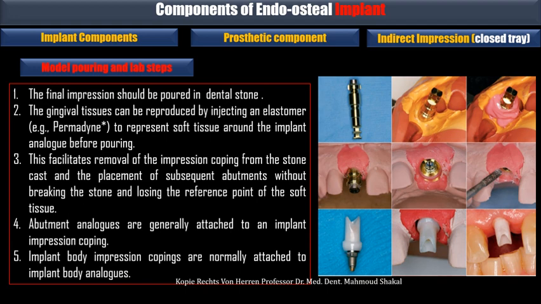The final impression should be poured in dental stone. The gingival tissue can be reproduced by injecting an elastomer to represent soft tissue around the implant analog. This facilitates removal of impression coping from the stone cast and the placement of subsequent abutment without breaking the stone and losing the reference point of soft tissues. Number 4, abutment analogs are generally attached to an abutment impression coping. Implant body impression copings are normally attached to the implant body analog.